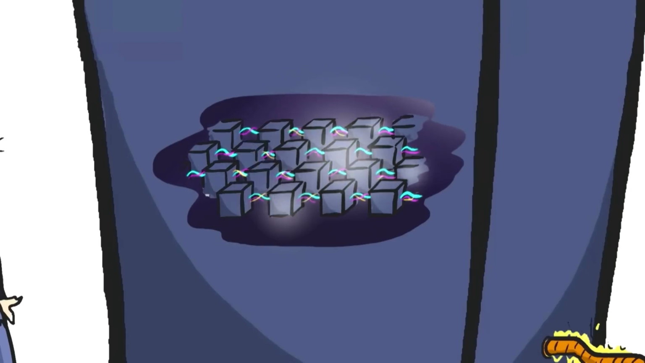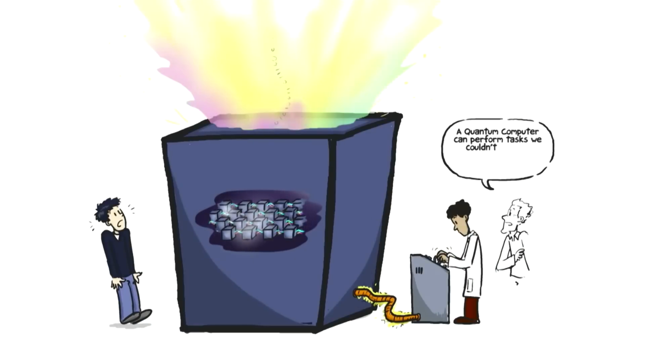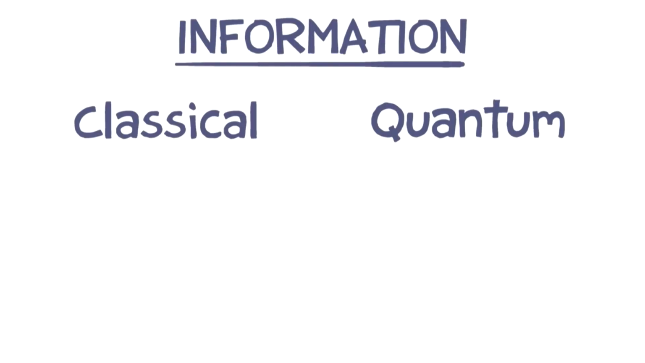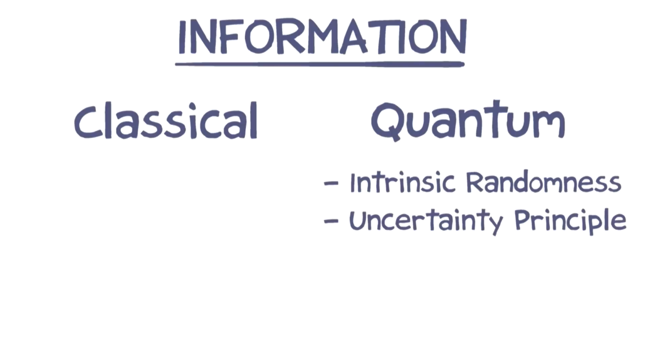A quantum system, a quantum computer can perform tasks that we couldn't hope to perform with ordinary digital computers. You can't dream of doing it. So when we think about how quantum information is different from classical information nowadays, we're thinking about this intrinsic randomness, the uncertainty principle, and also about entanglement.